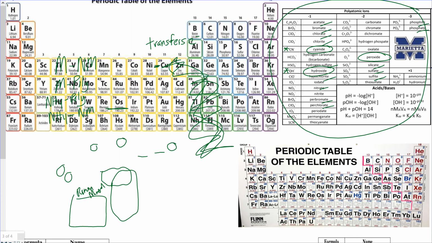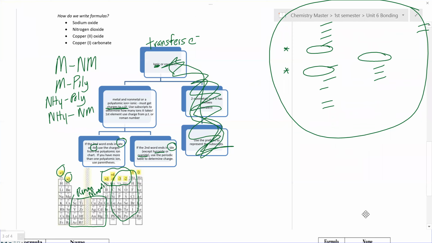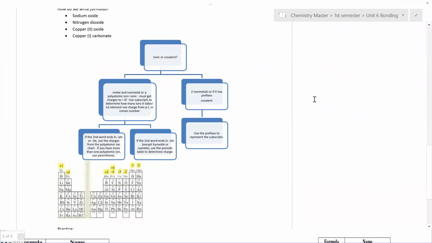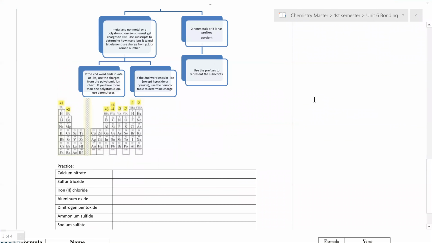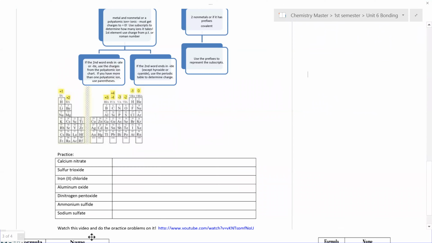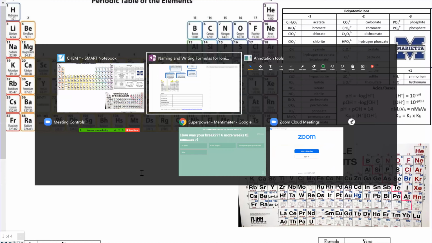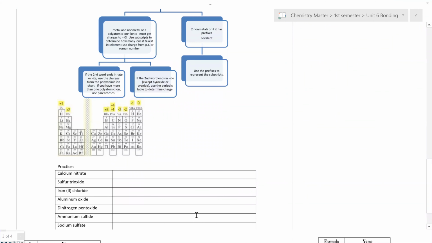All right, so now let's go back to this chart, and let's quickly review and get some practice. I'm going to clear everything. So let's talk about how to write formulas. Remember, the big thing is, can you get the charges to cancel? We just want to get the charges to cancel.